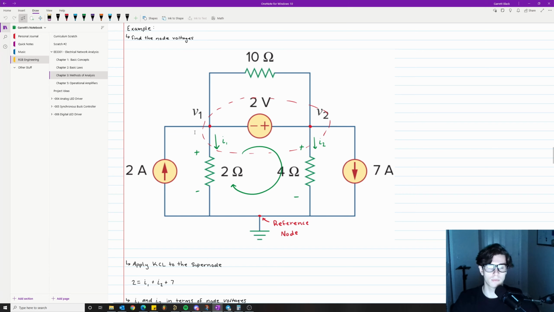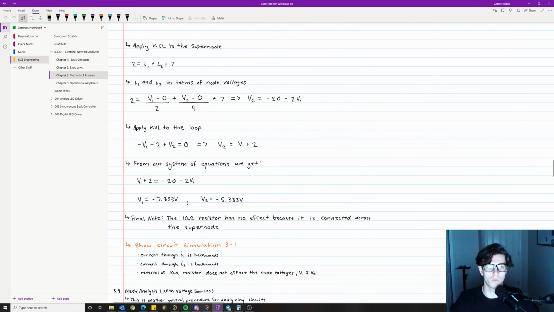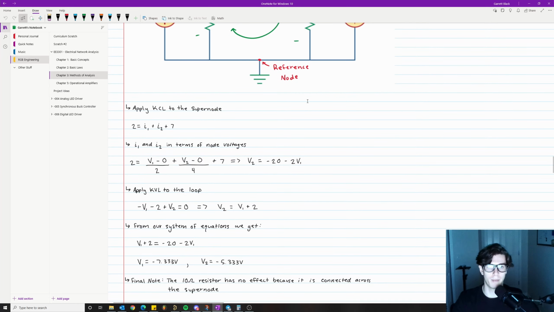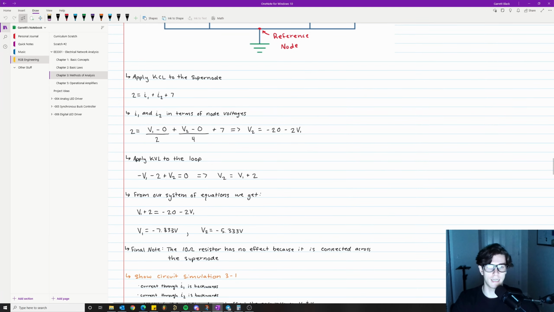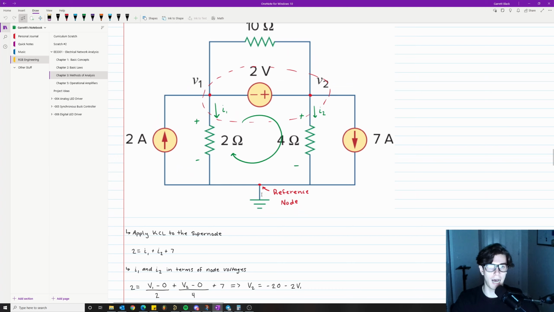What a negative voltage means is that compared to the reference node, the reference node is, in this case, 7.333 volts higher than our node. Because if V1 is negative 7.333 and then this is 0, that's how that works, right?